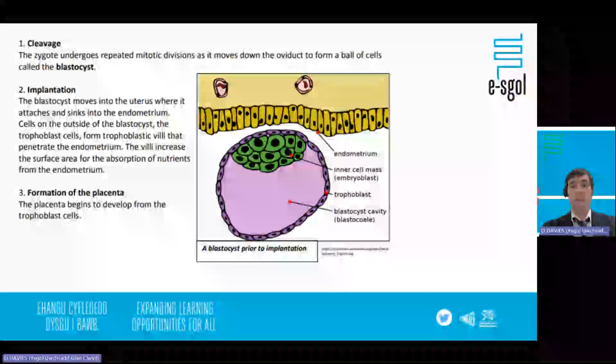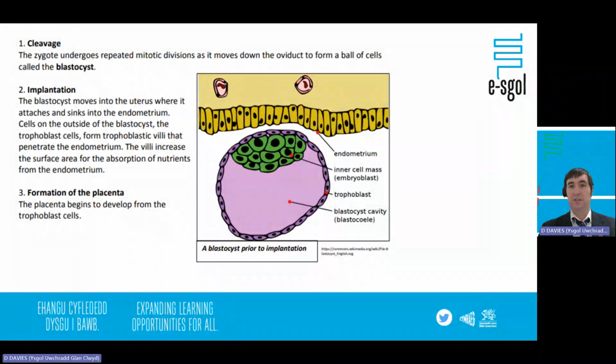Cleavage: the zygote undergoes mitotic division to form a morula and then a blastocyst. So this is a blastocyst. The blastocyst has an inner mass of cells, then the circle of cells on the outside, the trophoblast, and then a blastocyst cavity. Then it will join into the endometrium wall. The blastocyst moves into the uterus and attaches to the endometrium.